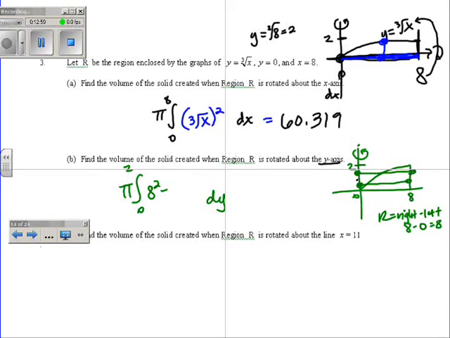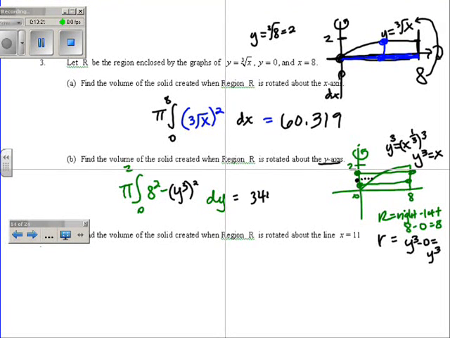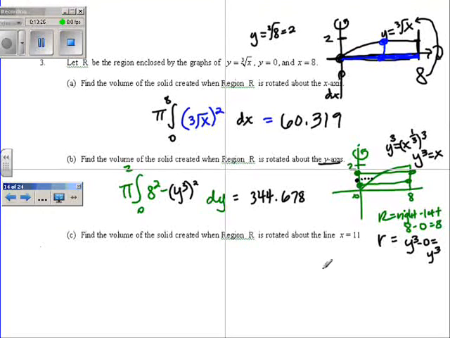Little r is from the axis to the closest point. So little r, you cannot call this the x to the 1/3. You have to solve for x, so you would do that by cubing. So this is the same thing as y cubed. So y cubed minus 0 is just y cubed. So minus y cubed squared. And if you enter that into the calculator, you should come out with 344.678.